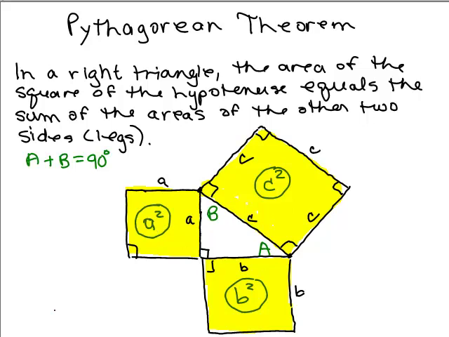So the Pythagorean theorem, a lot of people just remember this part, that a squared plus b squared equals c squared, right? But that's referring to the area. The a squared is referring to the area of the square of this leg. B squared is referring to the area of the square of this leg, and c squared is referring to the area of the square on the hypotenuse.